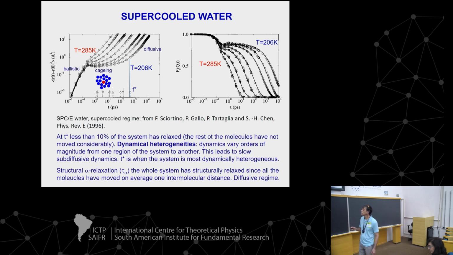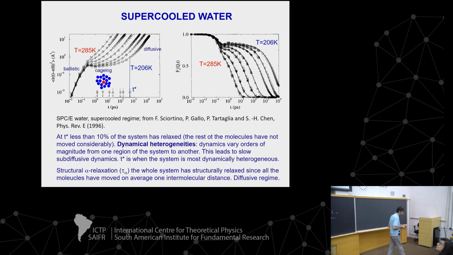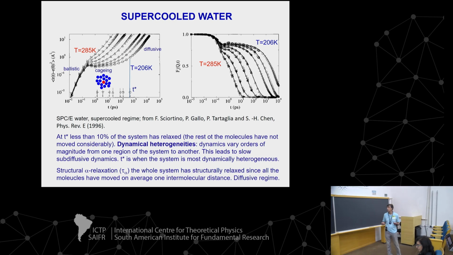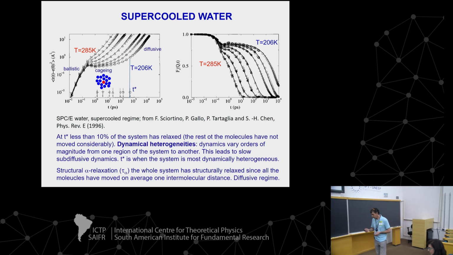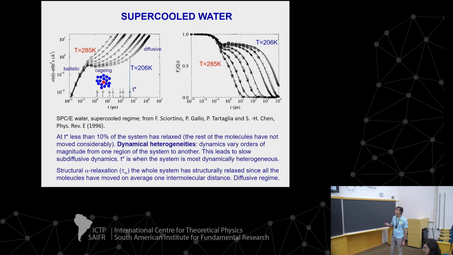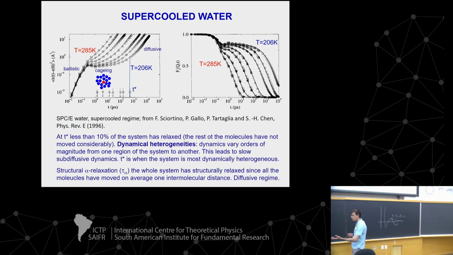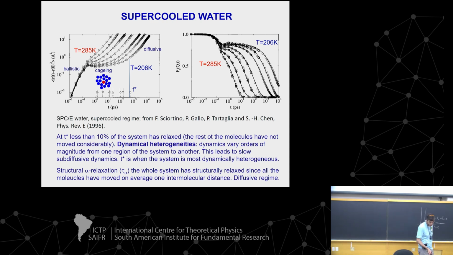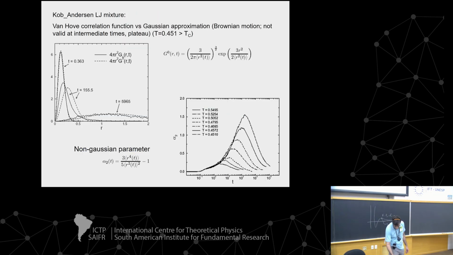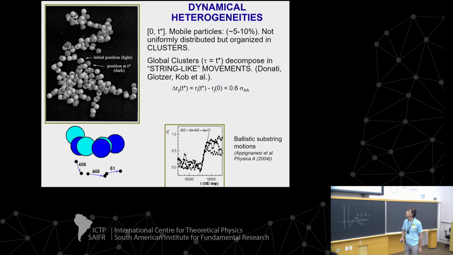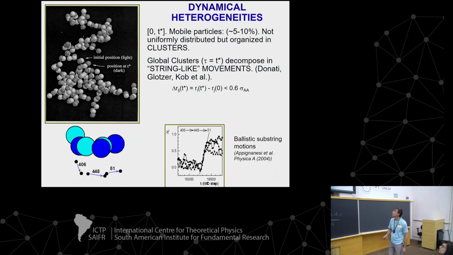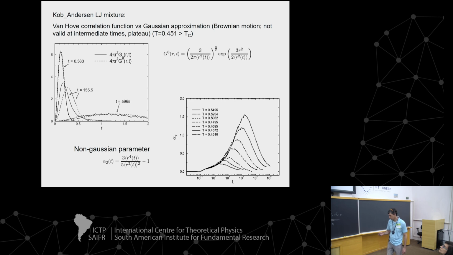And this change occurs at a time scale which is called t star, the time scale at which the system is most dynamically heterogeneous, which can be defined, and you are going to see it later on. But basically what happens here is that the system has dynamics that vary dramatically from one region of the sample to another. This is perhaps what Paola has told you she was going to talk about.